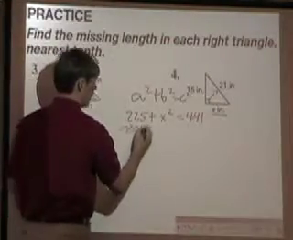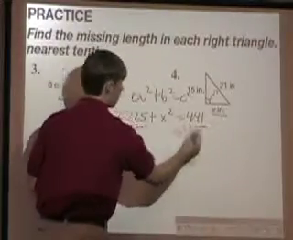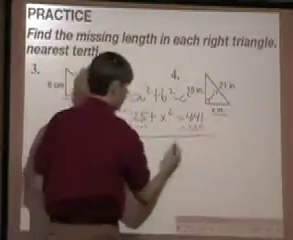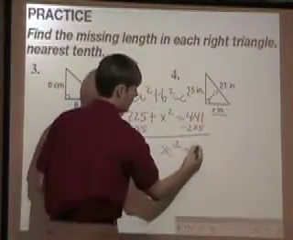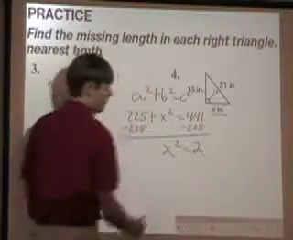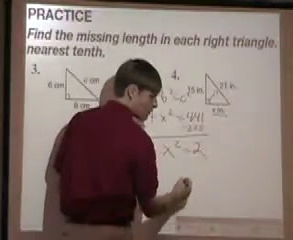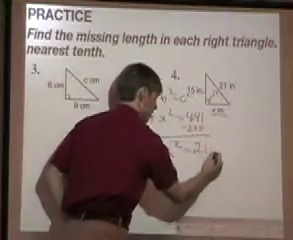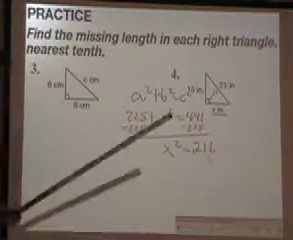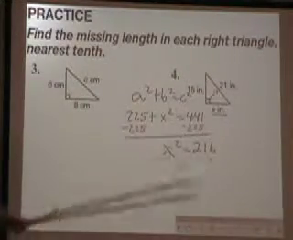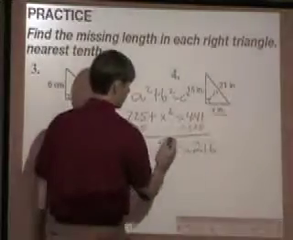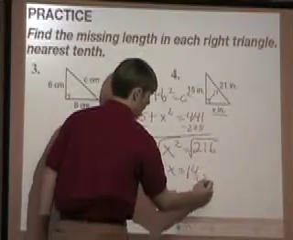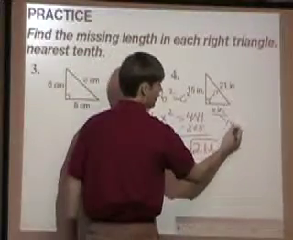Now, why did we subtract 225? Because 225 is positive, and the opposite of positive is negative. So x squared is going to equal what? 216. Okay, come on now. So now what do we need to do? To get x by itself, we have to do the opposite of square, which is what? Square root. So we're going to square root both sides. So x equals 14 point what? Okay, so x is 14.6.